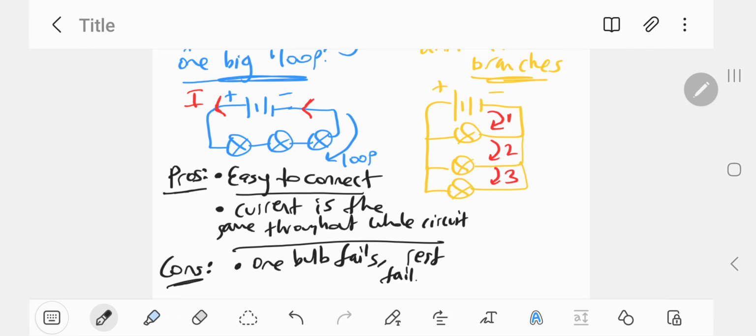Suppose you're running on a road. There's this one road you're running on, and you come across an obstruction in the road, what happens? You can't go anywhere, right? Same thing with current. If there's an obstruction in the circuit, if a globe's gone out, if it's popped, if it's burnt, then the rest fail because there's no current reaching the rest of the globes.